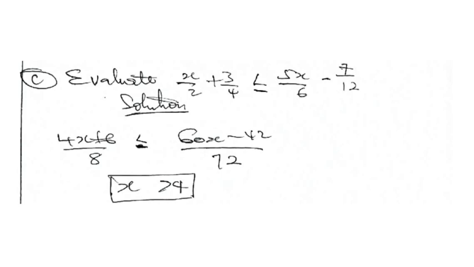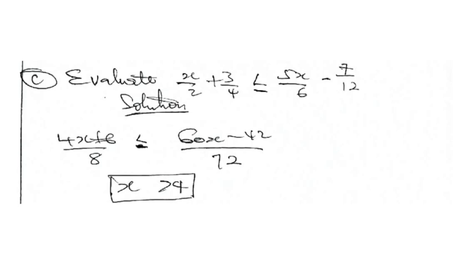Number 3, evaluate x over 2 plus 3 over 4 less than 5x over 6 minus 7 over 12. Solution: we cross multiply the right hand side. We have 4x plus 6 over 8 less than or equal to 60x minus 42 over 72. When we simplify and collect like terms, we have x is greater than 4.